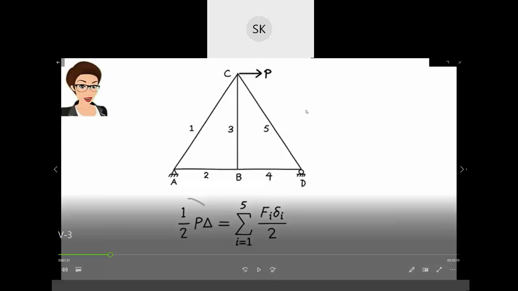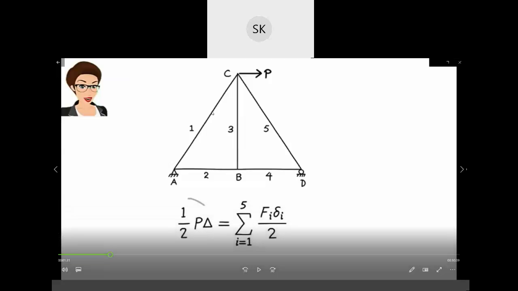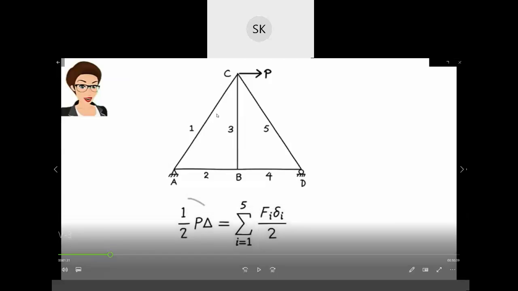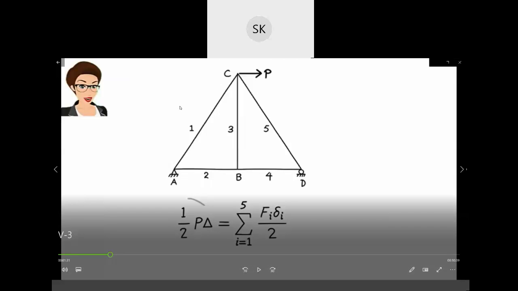So it says that we can use the work energy principle for truss also, for beams and frames. We'll discuss mainly truss and beams, because we have studied how to find the deflection in beams. Now we can find the deflection in truss also by equating external work to internal energy.